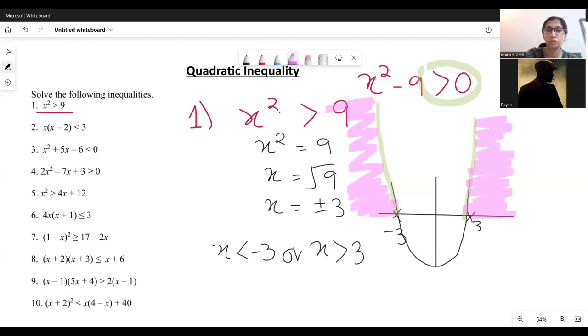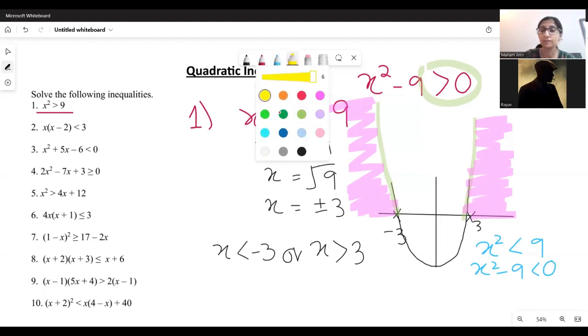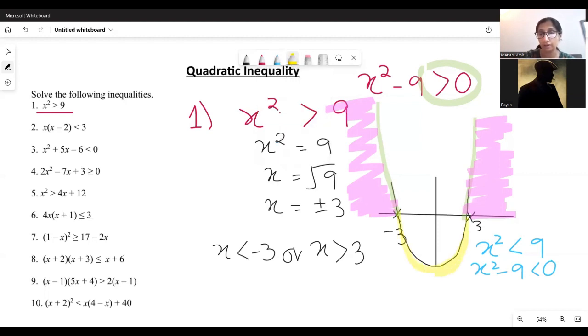If in case the question was x squared is less than 9, then we would have moved 9 to the left hand side and our inequality would be x squared minus 9 is less than 0. The roots would still be the same, plus 3 and minus 3, but now it says where is the graph less than 0. So the graph is less than 0 here, between 3 and minus 3. So your final answer would have been x is between minus 3 and 3.